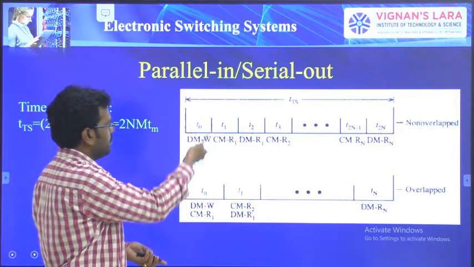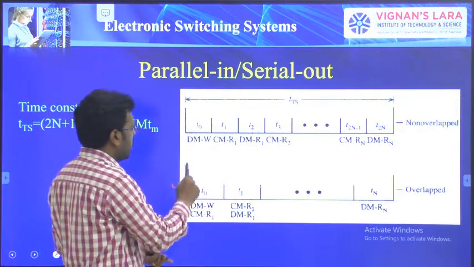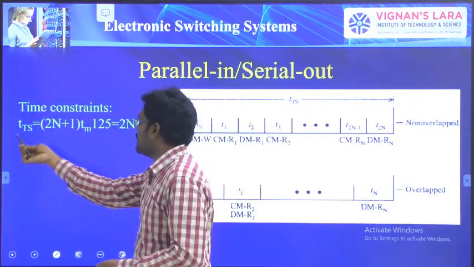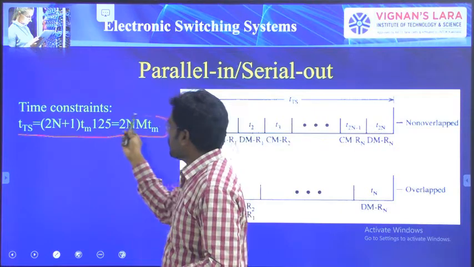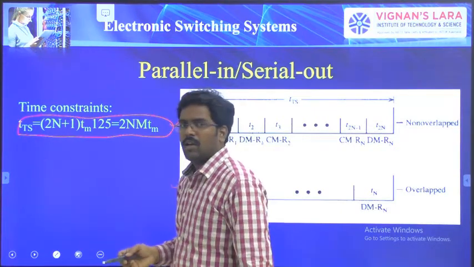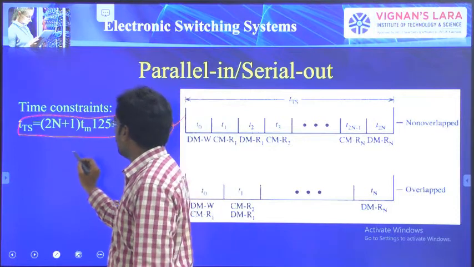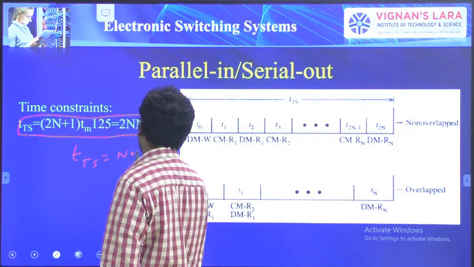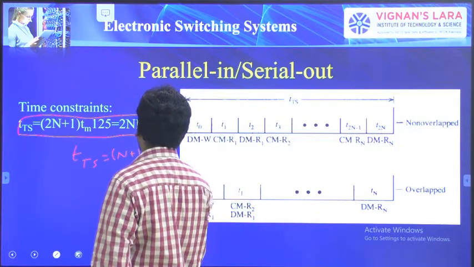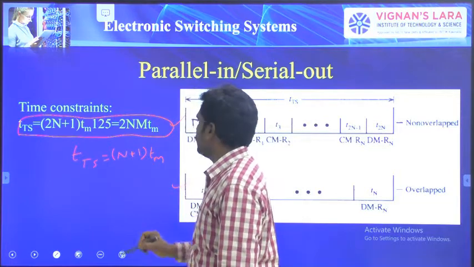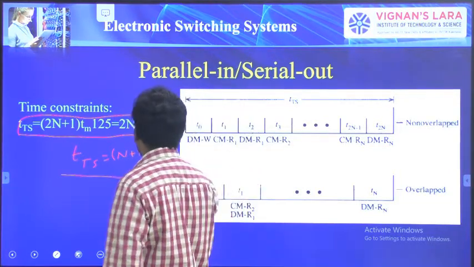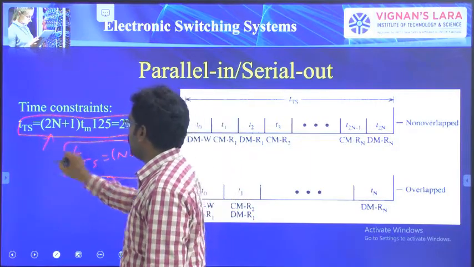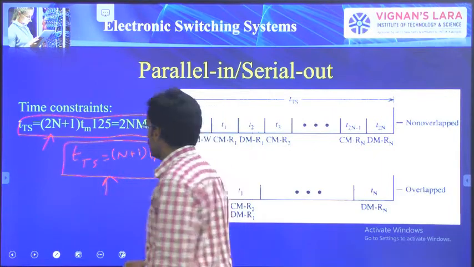And this method can go for an overlap method or a non-overlap method. So the formula of this is TDS equal to (n plus 1) dm. This is possible if I am using a non-overlap method. If it is an overlap method, what formula can we take? TDS is equal to (n plus 1) into Tm. This is for the case of the overlap method, and the earlier one is for the case of the non-overlap method.